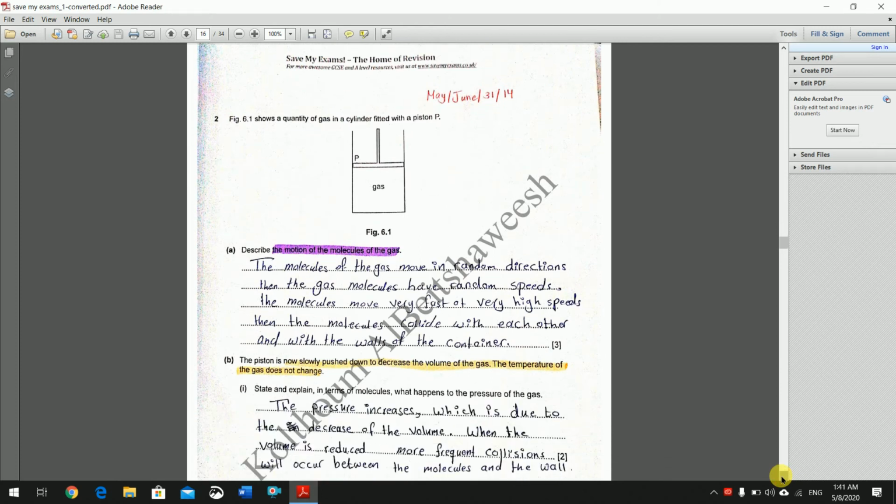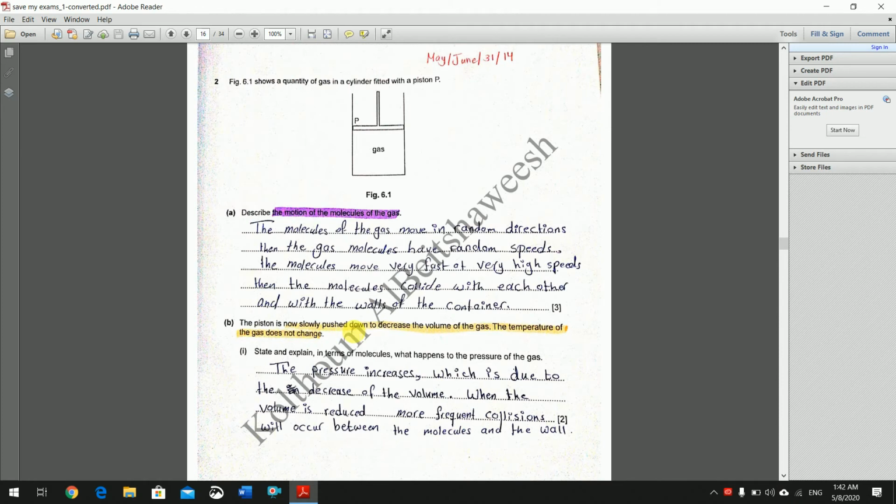Okay, now let's go to this one. Figure 6.1 shows a quantity of gas in a cylinder fitted with a piston P. Describe the motion of the molecules of the gas. Now, the molecules of the gas move in random directions, and they have random speeds as well. So they move very fast at very high speeds, and the molecules then collide with each other and with the walls, of course, of the container.